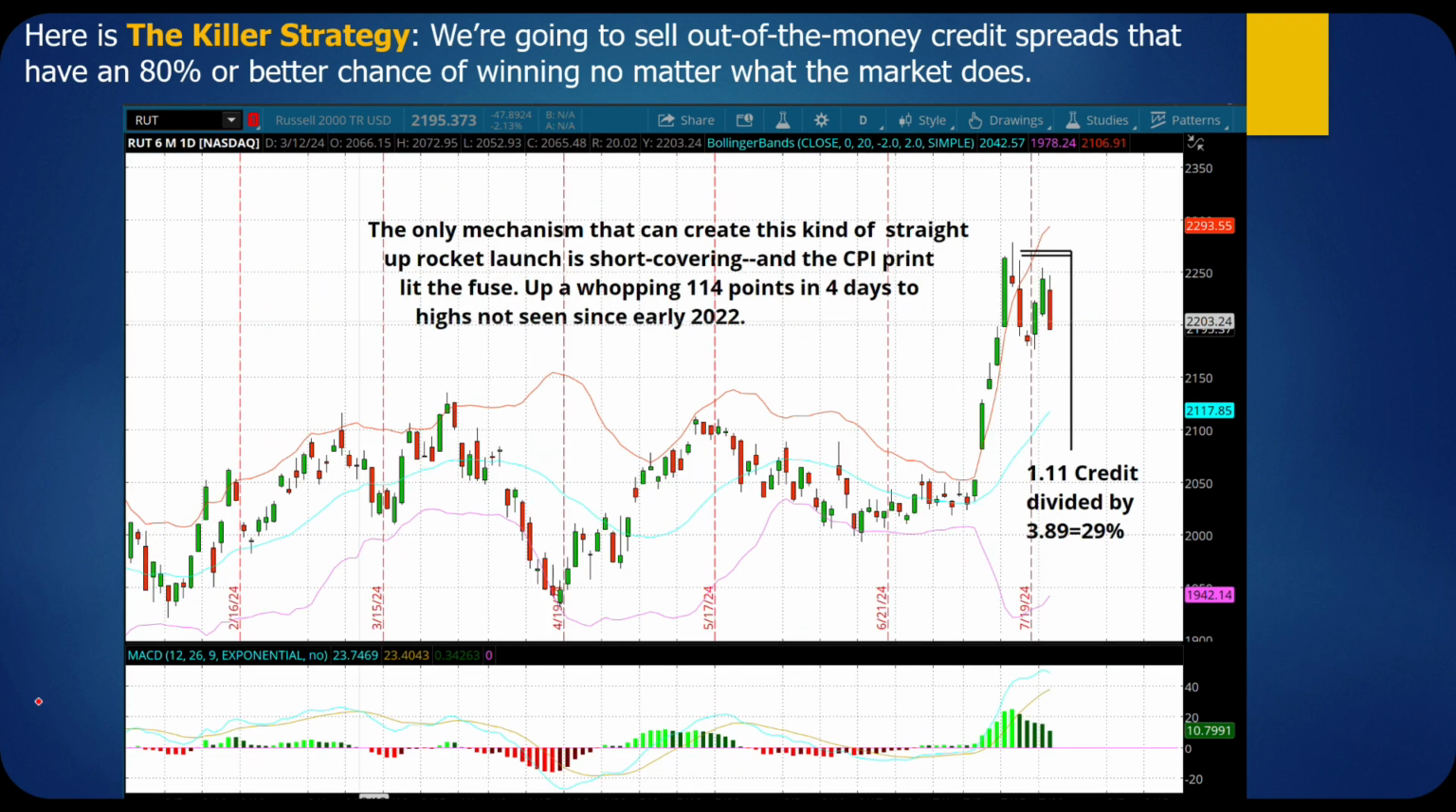This is another actual trade. The only mechanism that can create this kind of straight up rocket launch is short covering, and the CPI print lit the fuse, up a whopping 114 points in 4 days to highs not seen since 2022. So look at this. It's just absolutely crazy.